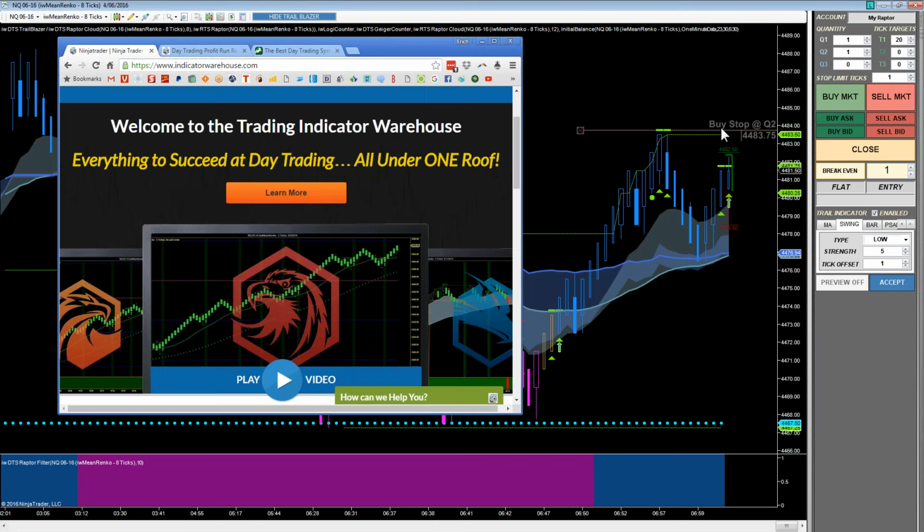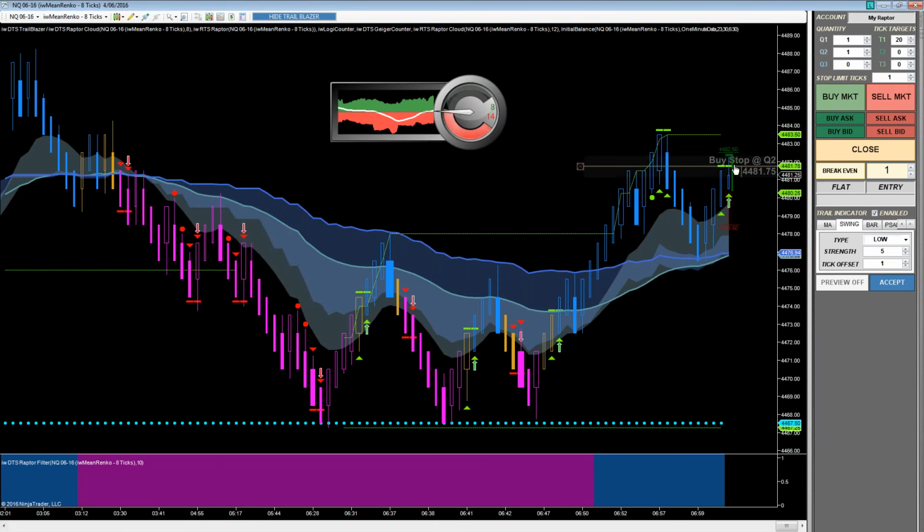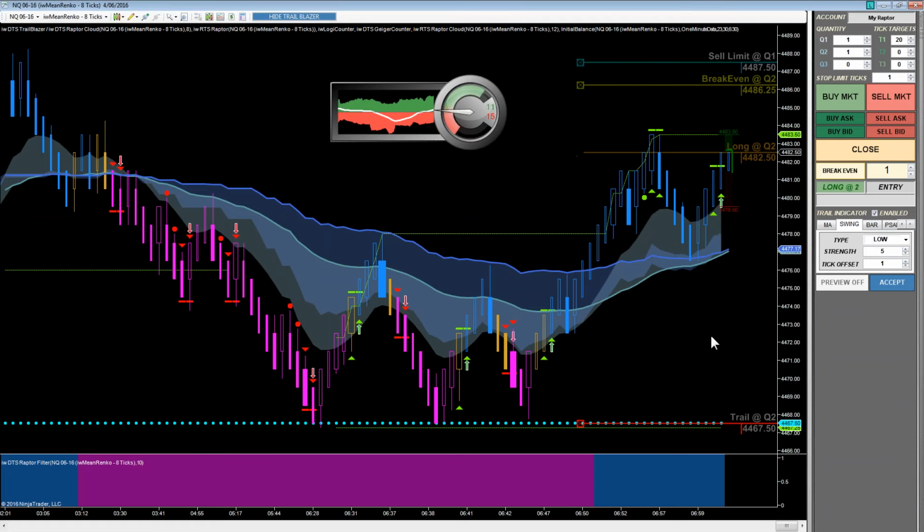Oop, there's our signal. I'm going to pull this down now. We'll enter on a second push. Now notice what happened here is the order got engaged and automatically I got my profit targets, I got my stop loss. This is the benefit of the Trailblazers where all this is automated for you.